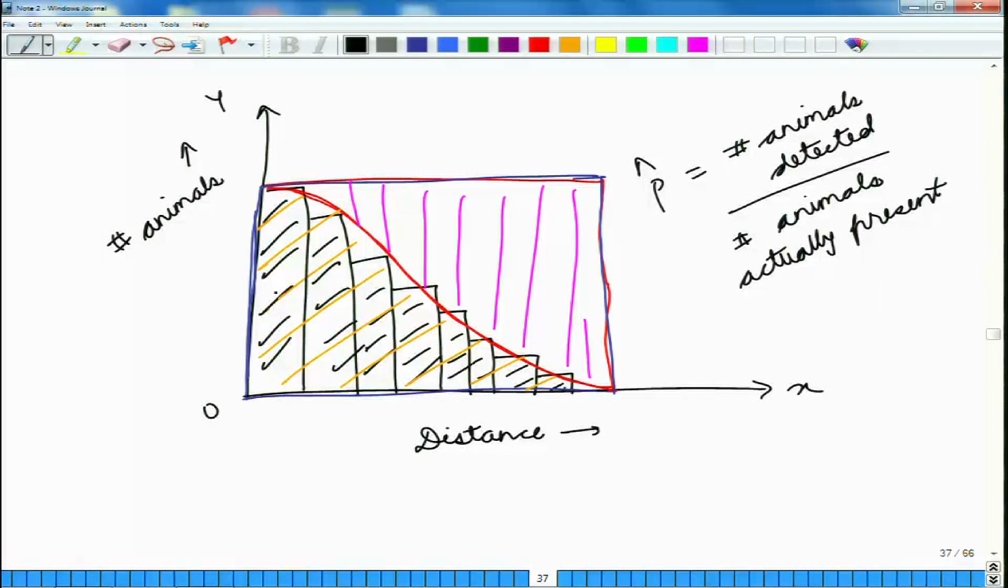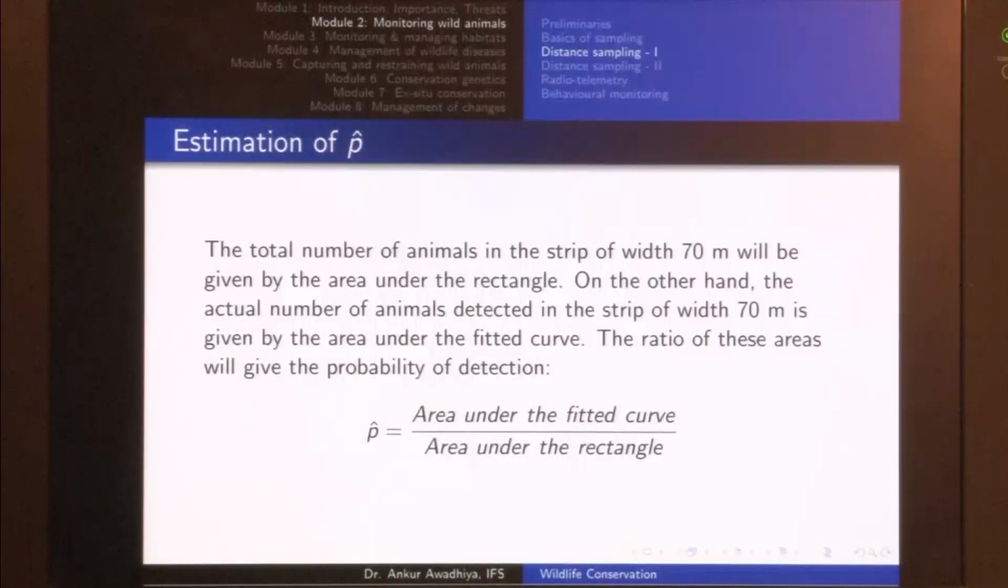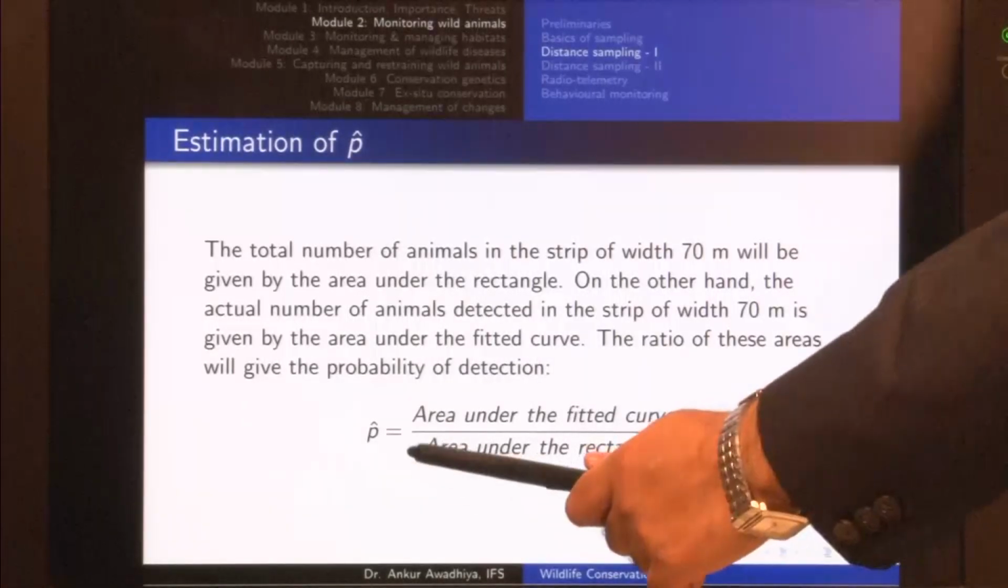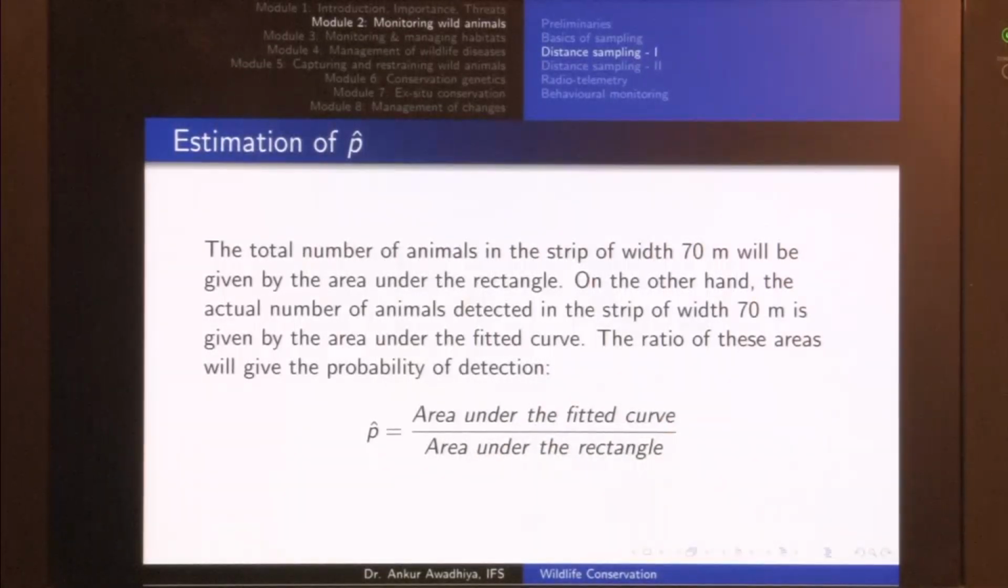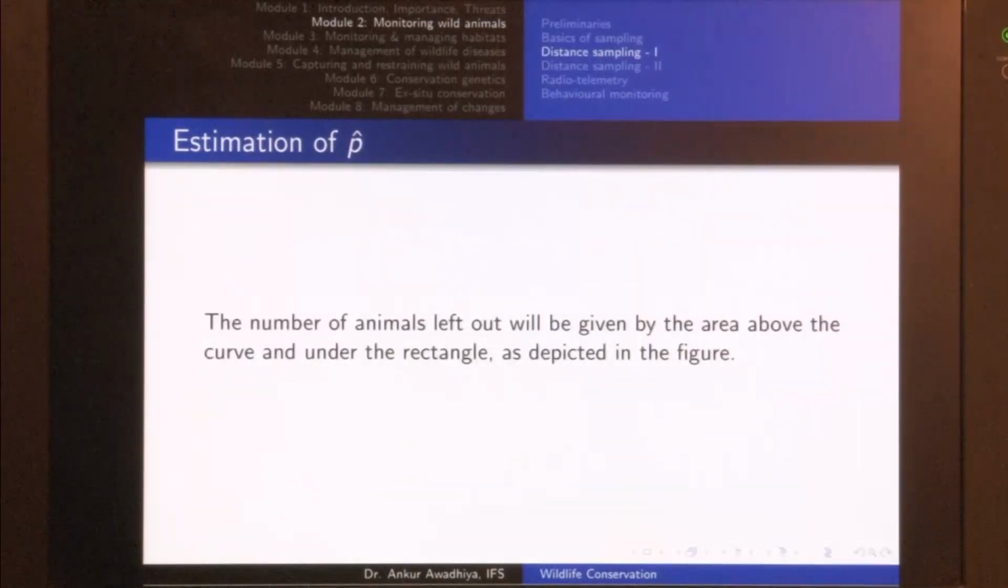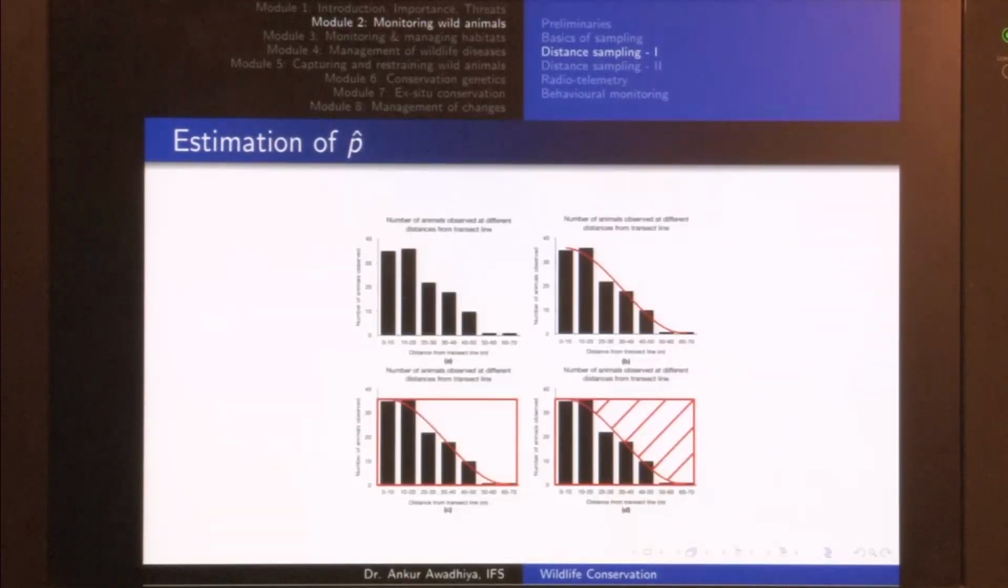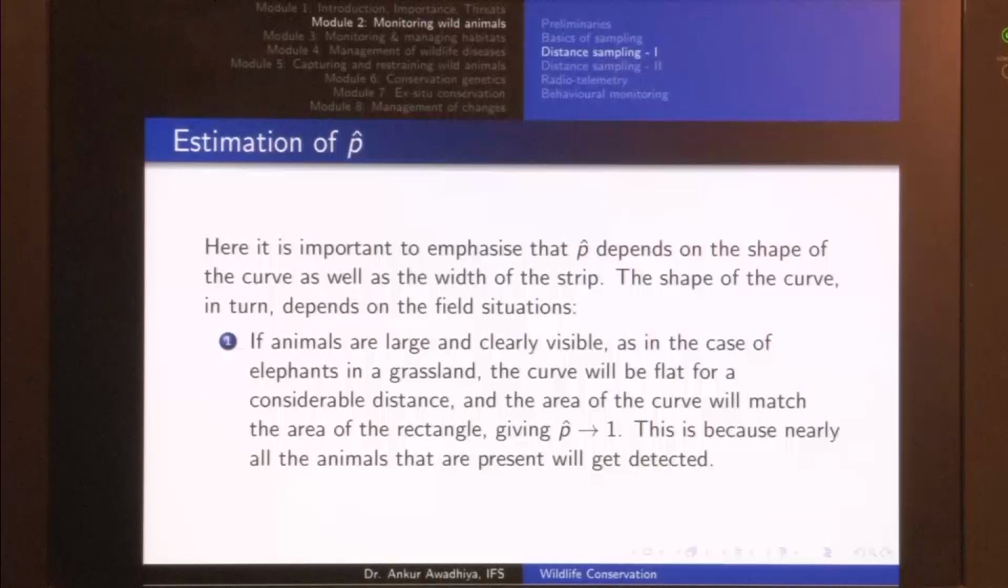So, coming to the slides, we have p hat is the area under the fitted curve divided by the area under the rectangle. So, this is one way in which we can estimate p hat, and the number of animals that is left out is given by the area in the hashed lines in red in this figure. Now, when we are estimating p hat, it will depend on a number of field situations.